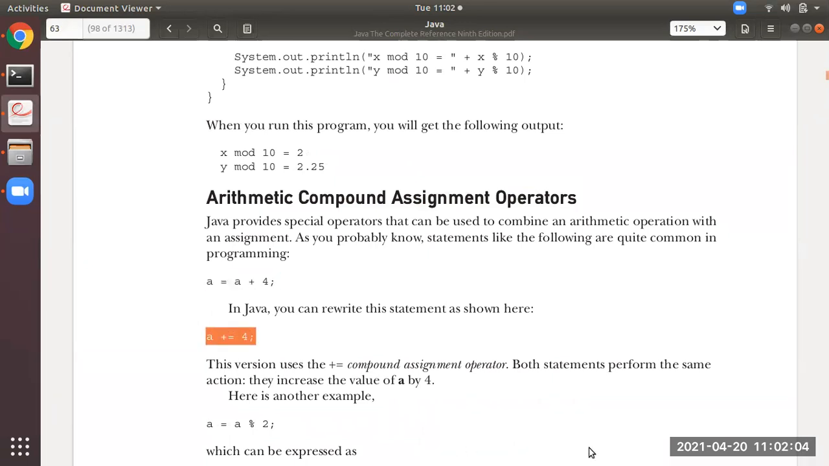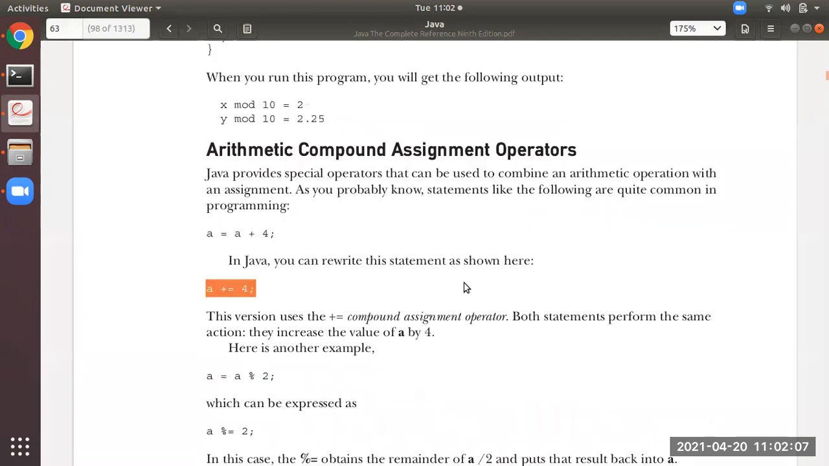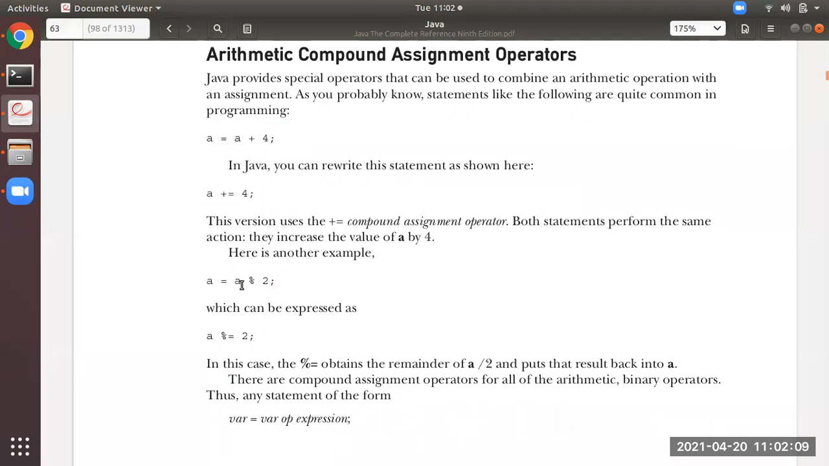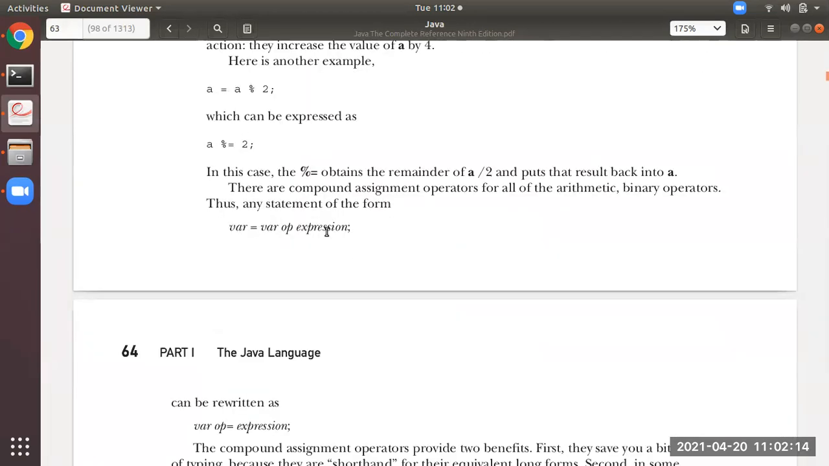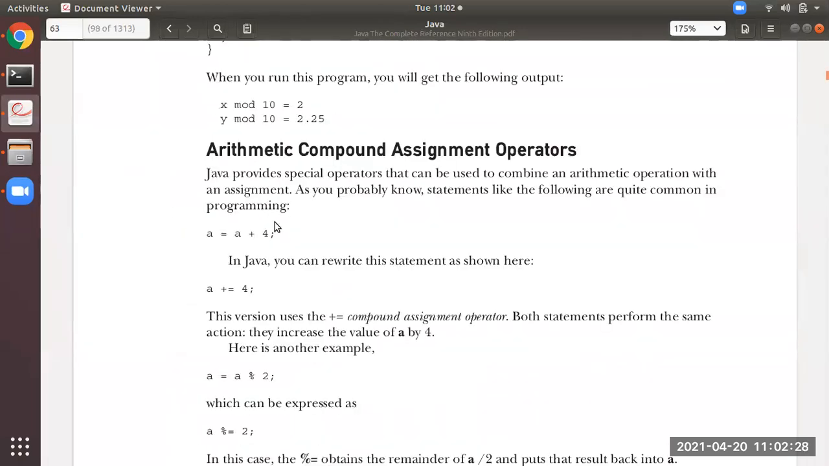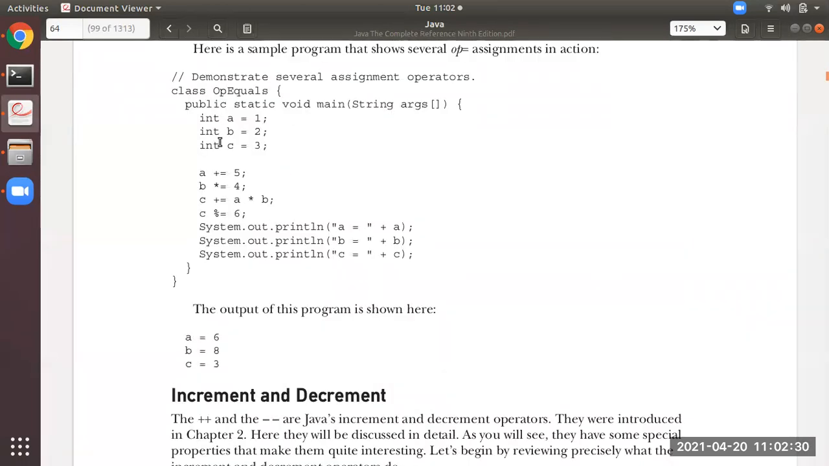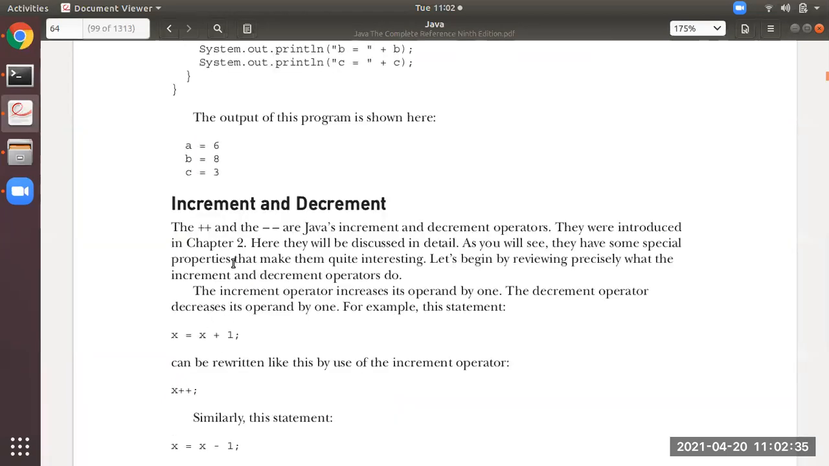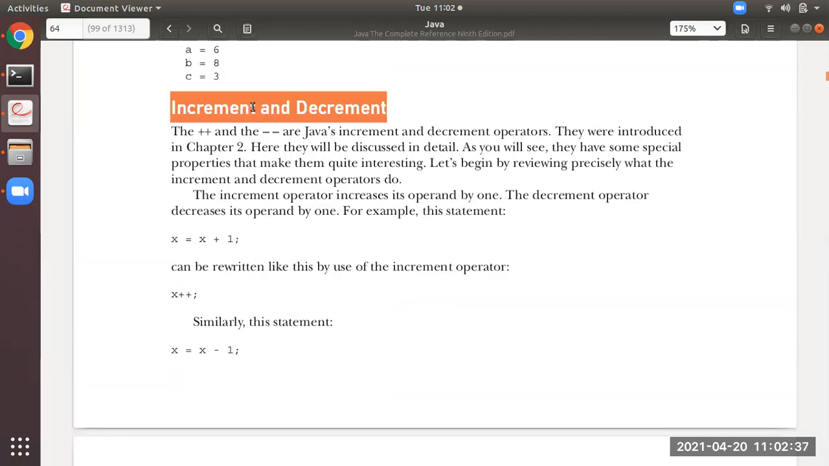Now, arithmetic compound assignment operators: a equal to a plus 4 can also be written as a plus equal to 4. Similarly, a equal to a percentile 2 can also be written as a percentile equal to 2. The general expression syntax is var equal to var op expression, meaning variable equal to variable operator with expression, can also be written in this way, arithmetic compound assignment operator. So you all practice these programs yourself.